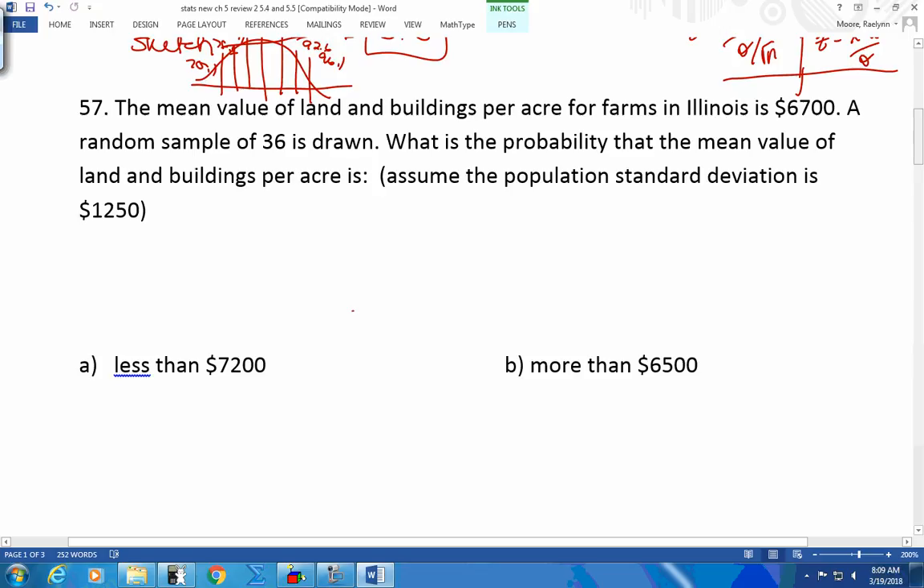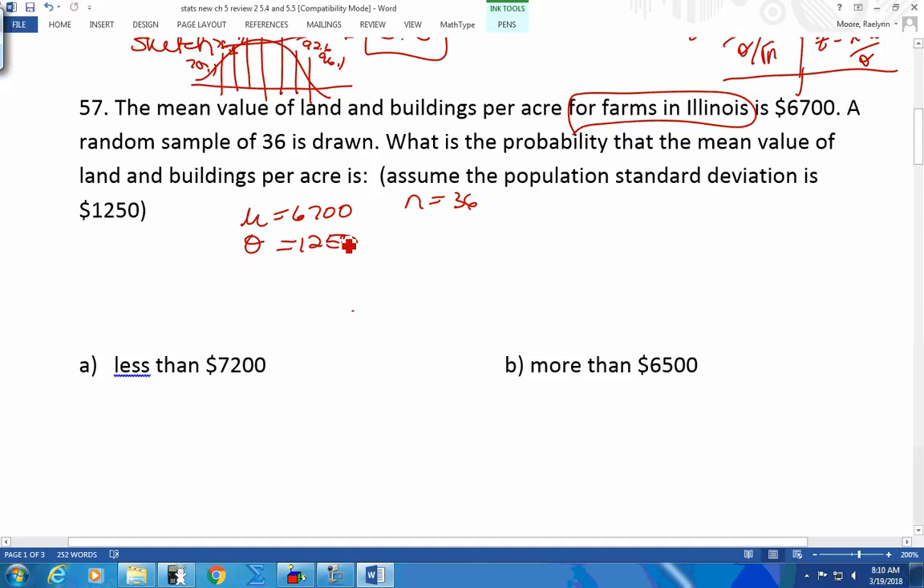Now we're going to build on this. So, do this one with me, guys. This is typical of what you're going to see. The mean value of the land and the buildings per acre for all the farms in Illinois, so I'm dealing with my population, is $6,700. This is my population for the farms in Illinois. A random sample of 36 is drawn. Assume the population standard deviation is 1250.